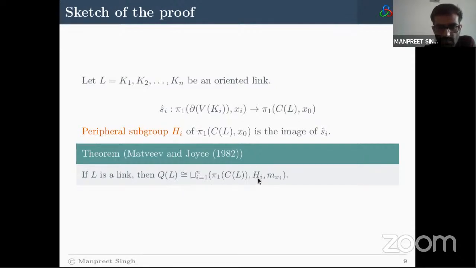Here H_i is the peripheral subgroup for each component. Pi_1 of the link exterior is the link group, that is, the fundamental group of the link exterior space, or one can say the fundamental group of the link complement space. Here m_{x_i} denotes the image of the meridian at the base point x_i under the map ι_i hat.